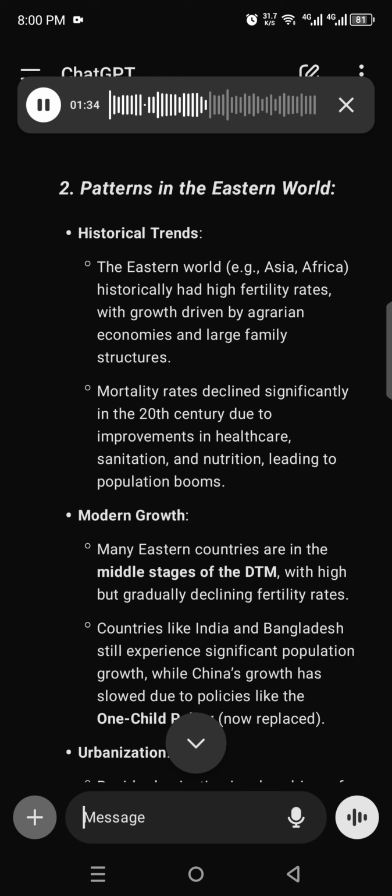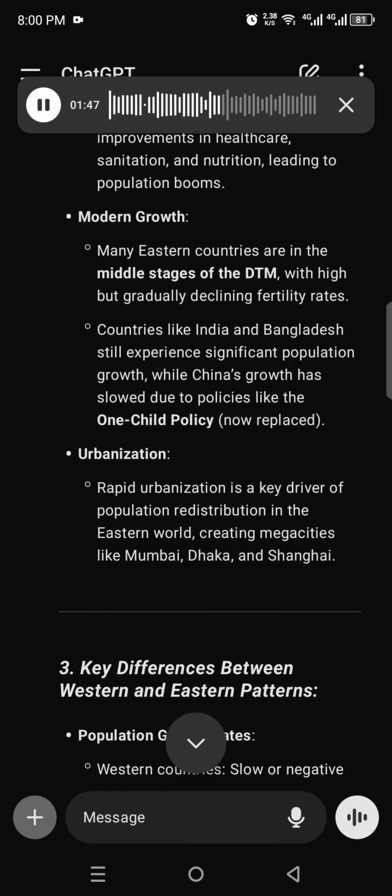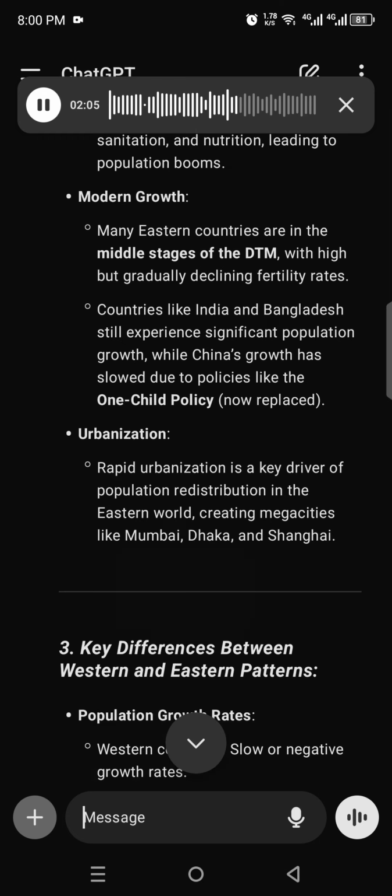Modern growth. Many Eastern countries are in the middle stages of the DTM, with high but gradually declining fertility rates. Countries like India and Bangladesh still experience significant population growth, while China's growth has slowed due to policies like the one-child policy, now replaced. Urbanization. Rapid urbanization is a key driver of population redistribution in the Eastern world, creating megacities like Mumbai, Dhaka, and Shanghai.